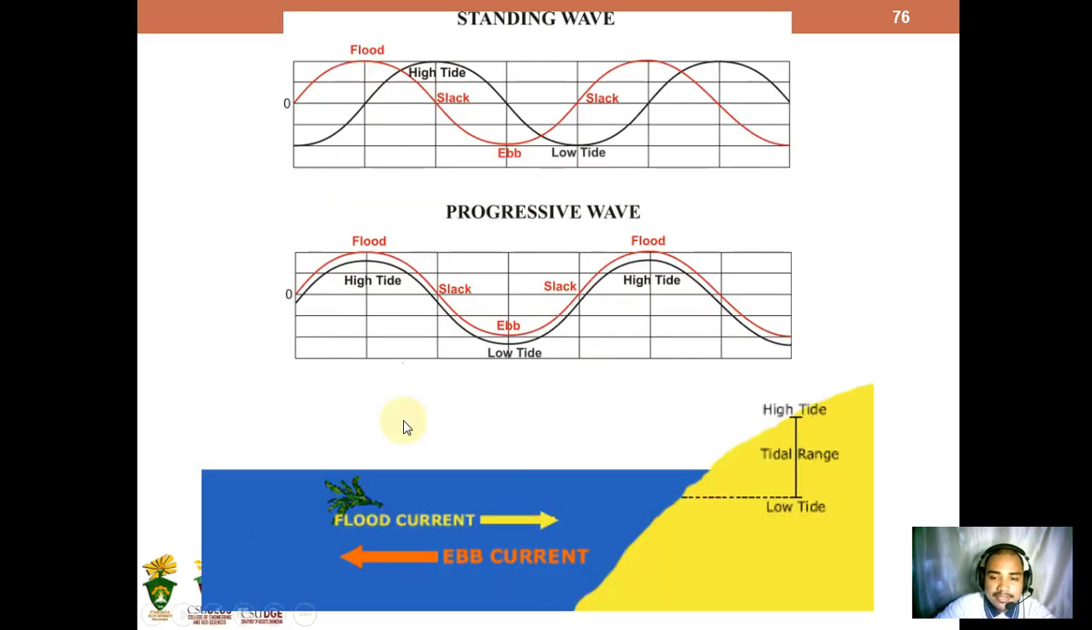Here the figure shows the difference between the flood tide and ebb tide. Flood tide is padulong sa land, and ebb current or ebb tide is pabalik. And slack water is the instant change of the direction of the ebb and flood, or the changing in direction of the tides.